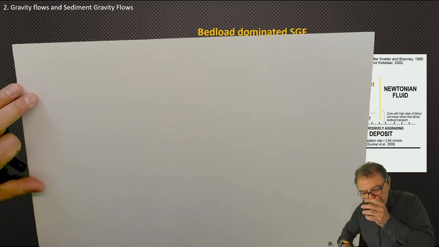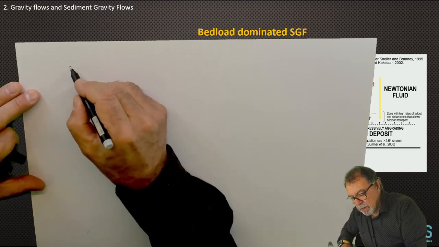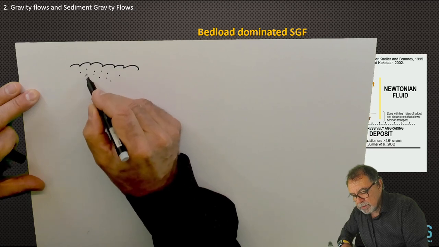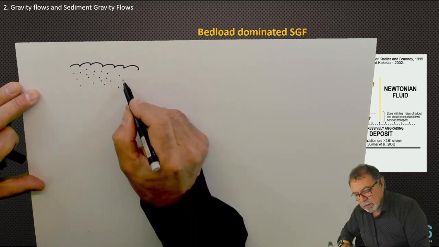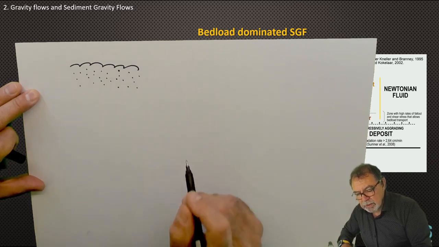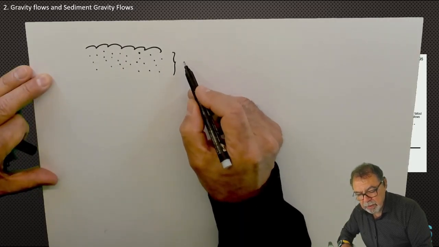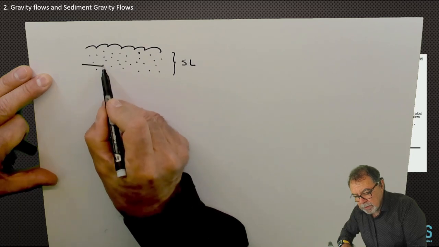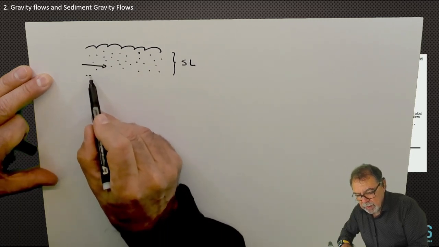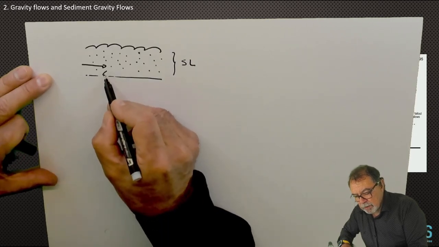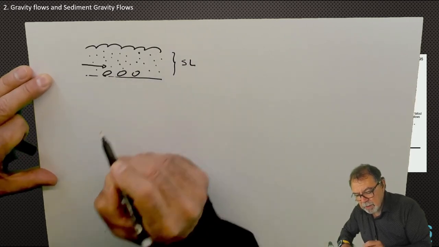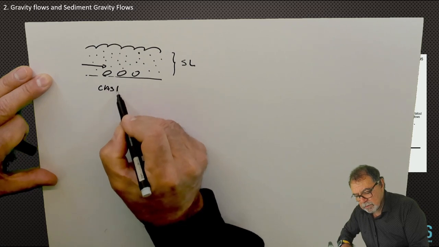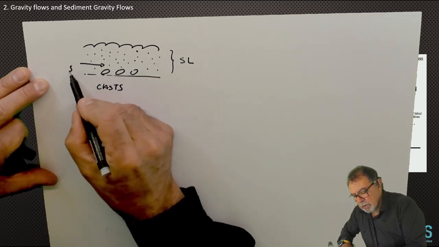So typically in this sediment-laden turbulent flow, you have a mixture of water and sediment. So you have here sediment in suspension. This sediment in suspension is part of the suspended load. And this suspended load provides some shear at the bottom. And this shear allows the transfer of clasts. These can be lithic clasts or can also be clay clasts. These are clasts part of this bedload.